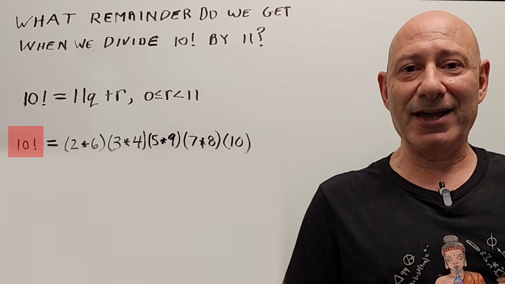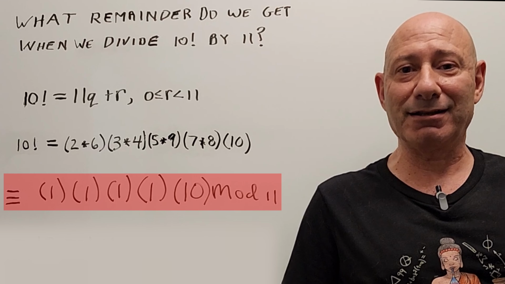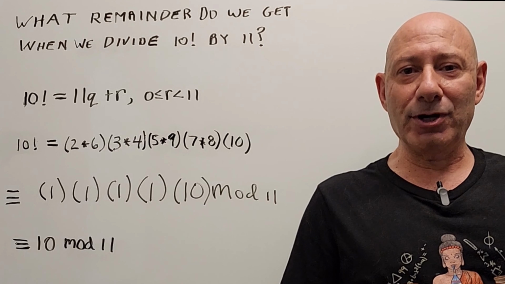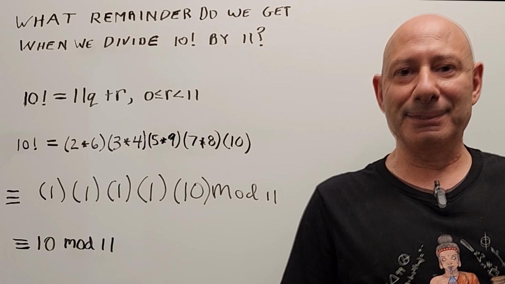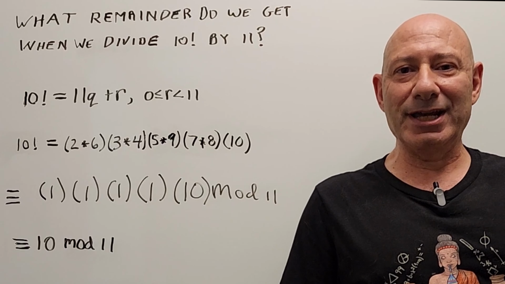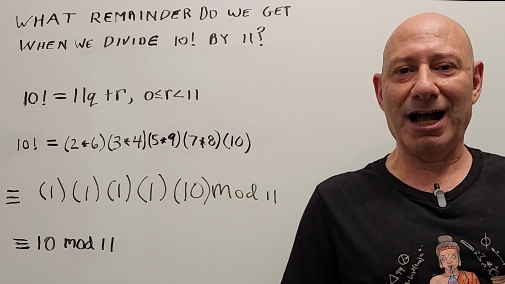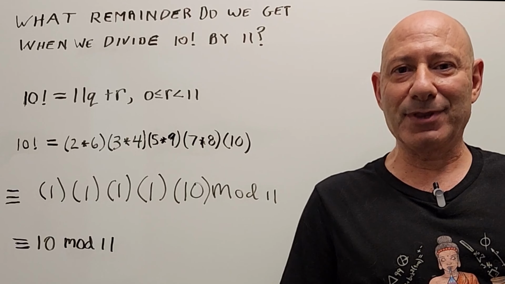So we get 10 factorial congruent to 1 times 1 times 1 times 1 times 10 mod 11, or 10 mod 11. 10 is the number we're looking for. That's the remainder we get when we divide 10 factorial by 11. Now the concept that we're illustrating here is inverses. 2 and 6 are inverses mod 11. If all we care about is what 10 factorial is congruent to, then the 2 and the 6 cancel each other out. They drop out of the product.